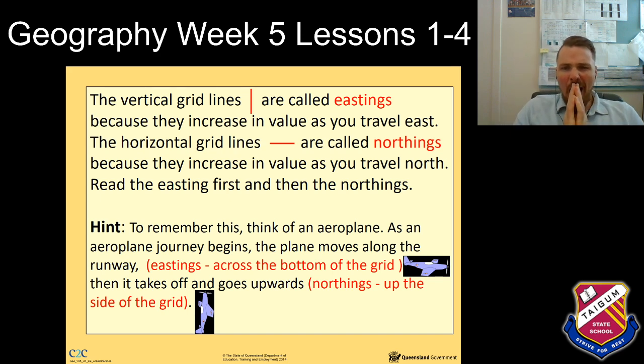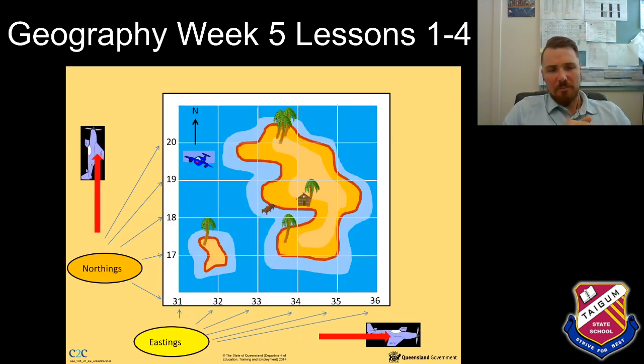Hint to remember this. Think of an aeroplane as the aeroplane journey begins. Eastings across the bottom of the grid, and then it takes off and goes upwards. Northings up the side of the grid. Just a little trick. So they're talking here about northings and eastings. So it's determining how you actually read that coordinate so you don't get too confused. That's why letters and numbers are really easy often. They may say A12 or B4 or something like that, because then there's no confusion.